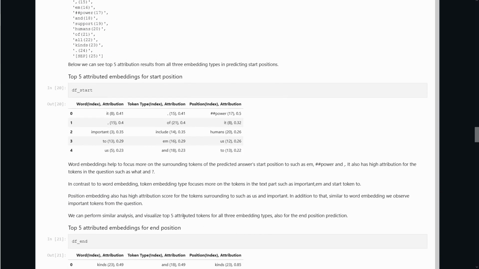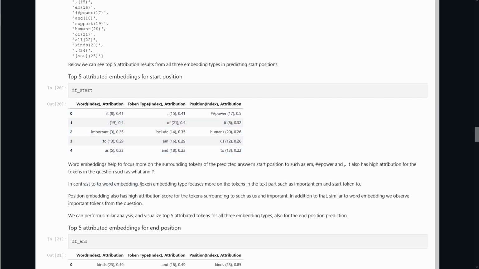And then if you look at the verbal explanation, they tell you that the word embeddings help to focus more on the surrounding tokens of the predicted answer start position, such as M. In the word embedding, there's no M at all. Or I don't get it. Sorry, I do not understand the presentation. Then they say there's also the token M power. You know, this is BERT, so we have ##power. But ##power is not part of the word indexation, the top 5 attributed embeddings for words. And the comma, well, there's a comma at position 15. So I don't know. And it goes on.